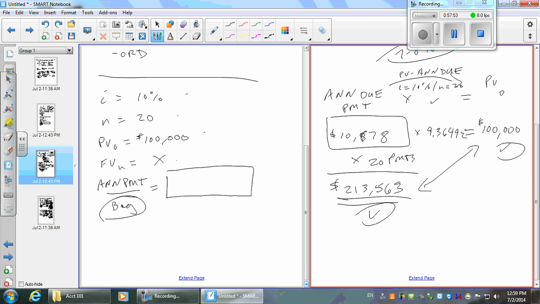How about if I sell it to somebody for $100,000 and I pay them back $213,563? I will have paid interest of $113,563. It depends on which side of the deal you're on, right? So if you invest in it, you'll earn 10%. If you sell it, you'll have paid 10%. It's fine, right?